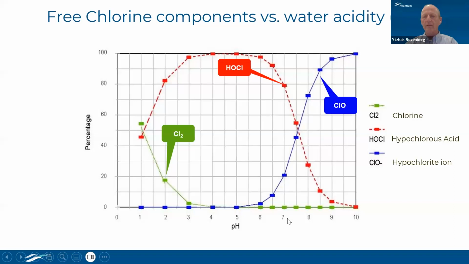Their presence in the water depends on the pH. For example, at a pH of 7, you will find 20% hypochlorite ion and 80% hypochlorous acid, HOCl. If we take out some of the ClO-, the hypochlorite ion, then the HOCl will decompose as well, keeping the proportion of 20-80 under the same pH.